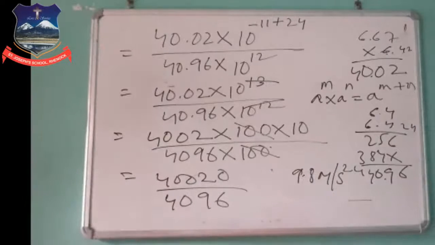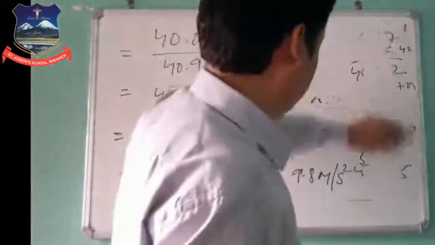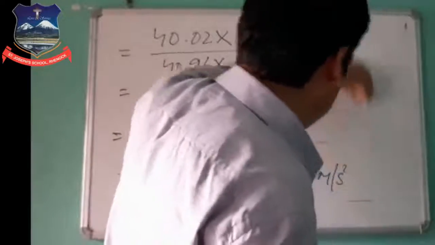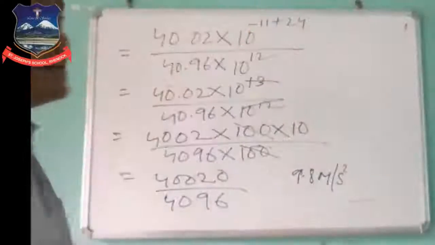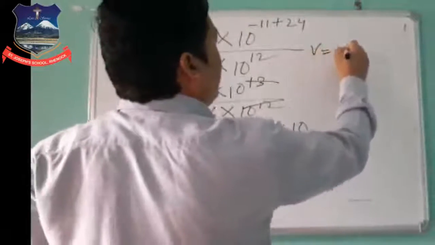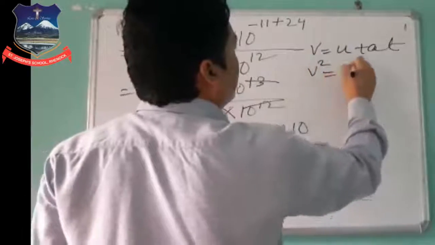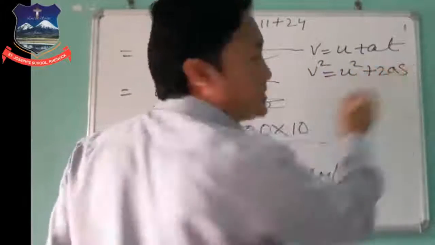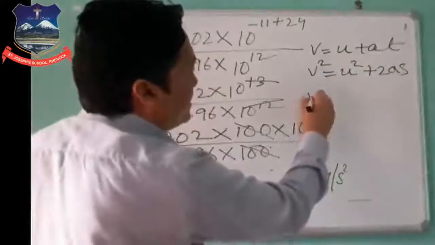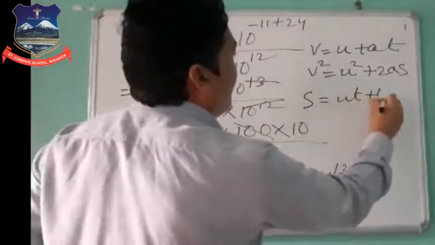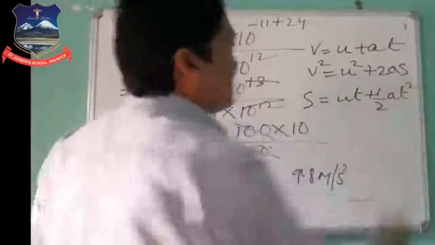Now, the next point. There are certain formulas here. As we know, the motion in one dimension, we have done that before. Three formulas are there. One formula is v equals u plus at. The second formula is v square equals u square plus 2as. The third formula is s equals ut plus half at square. These are the three formulas.